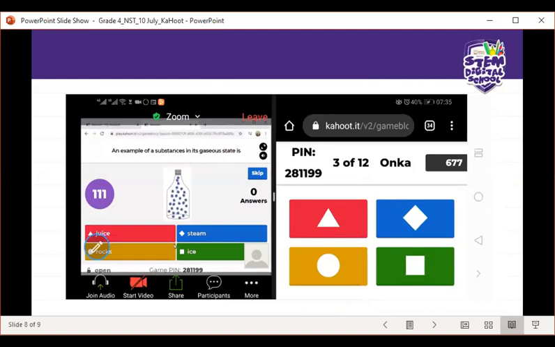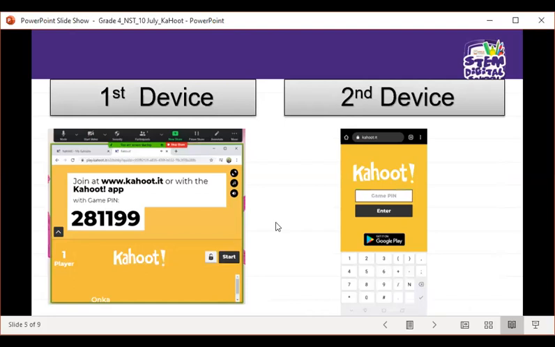Ma'am, I'm still typing. Okay, no problem. Ma'am, should I play Kahoot? Yes, we are playing Kahoot. If you went to Kahoot.it, it should give you this screen here. You should get something like this, which says enter game pin here.